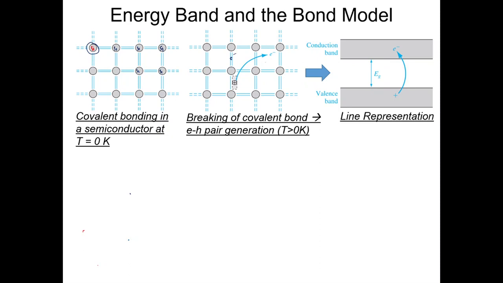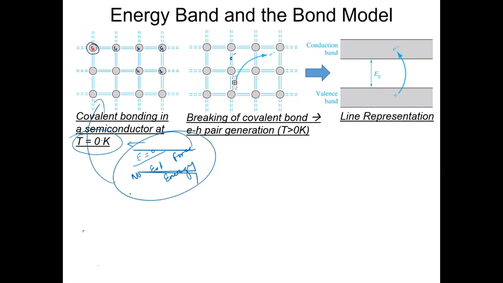Now what happens at temperature equals 0? There is no energy given to the system. In this case it's the thermal energy, but when I say energy given to the system is 0, it means there is no external force or energy applied to this system. And in this case, all the bonds are intact and you don't see any free electron.